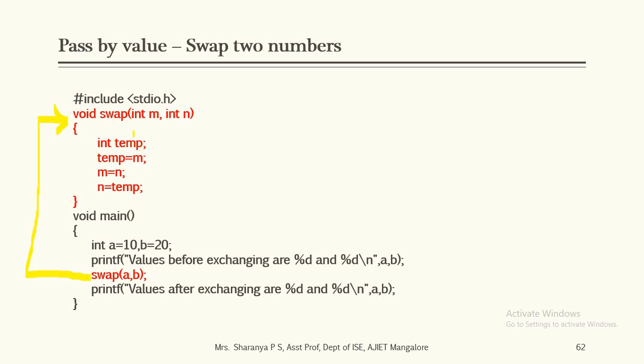That is, first we will take one temporary variable and store the m content in temp, and the n content will be stored into m, and the temp content will be copied back onto n. This is what we normally do. And finally, we are printing the values after exchange. My question now is, what value is going to be printed? Is it 10 and 20 or 20 and 10?